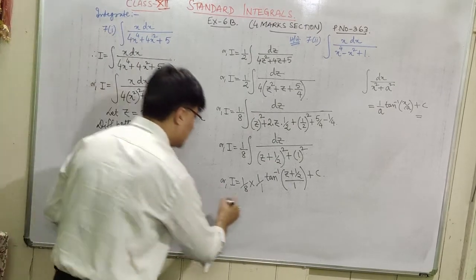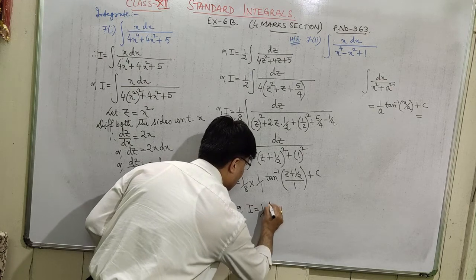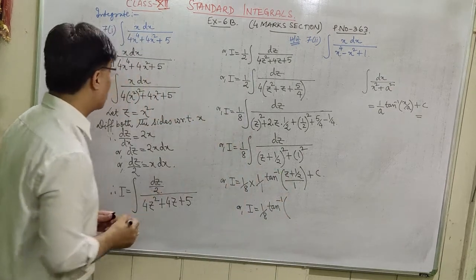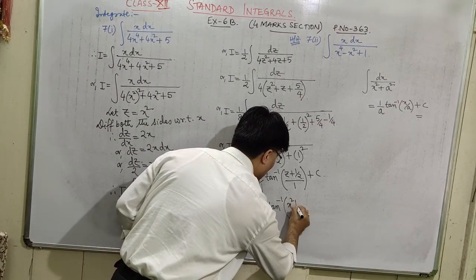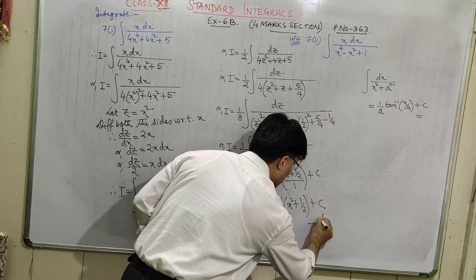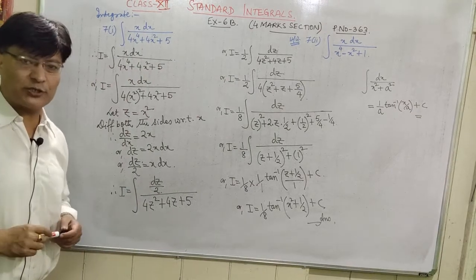Now put the value for z, or this is I is equal to 1 upon 8. This is tan inverse within bracket. What is the value for z? Z is x square. So you have to write here x square plus half. Bracket closed plus c. So this is the final answer. So I think you have understood it.